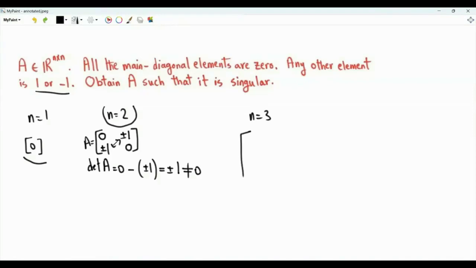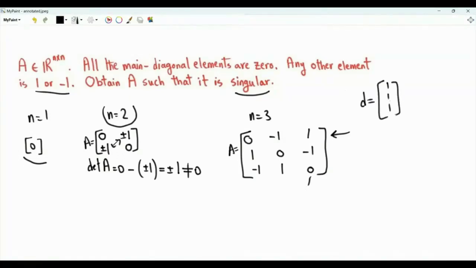If n is equal to 3, can we make this matrix singular? The easiest way to do this is to have in each row +1 and -1. I can put here 1 and here -1. I can put 1 here, -1 there. Let's have the third row as -1, 1, and then 0. This matrix is singular.